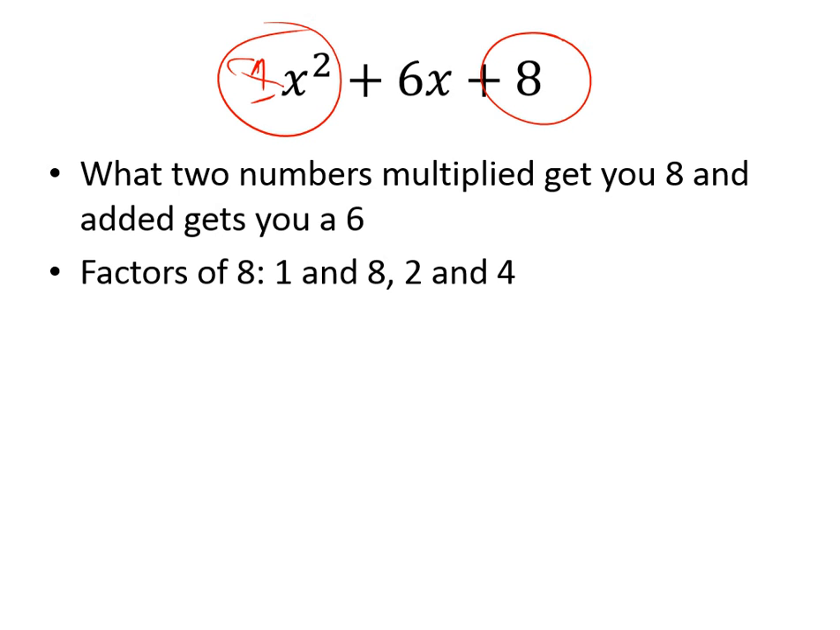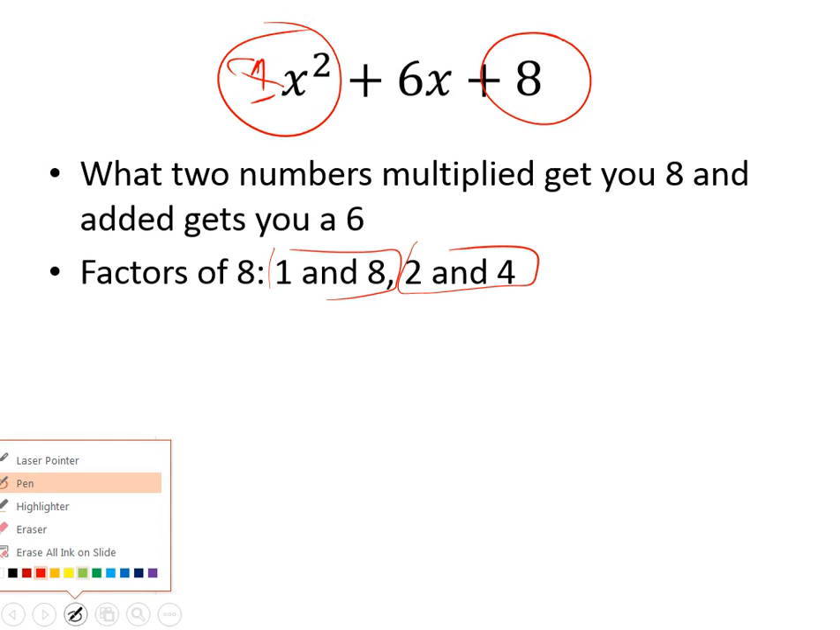So what we're trying to find is, okay, what are the factors of 8 that when we add them together we get 6? So you want to write down all the factors of 8. So 1 and 8, 2 and 4, and if there's any more, but there isn't any more. Now which one of these two sets, when you add them together, do you get 6? Well, obviously it's 2 and 4.